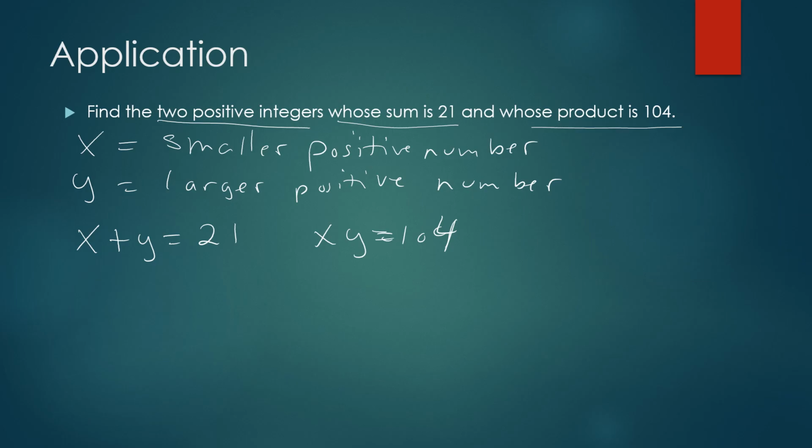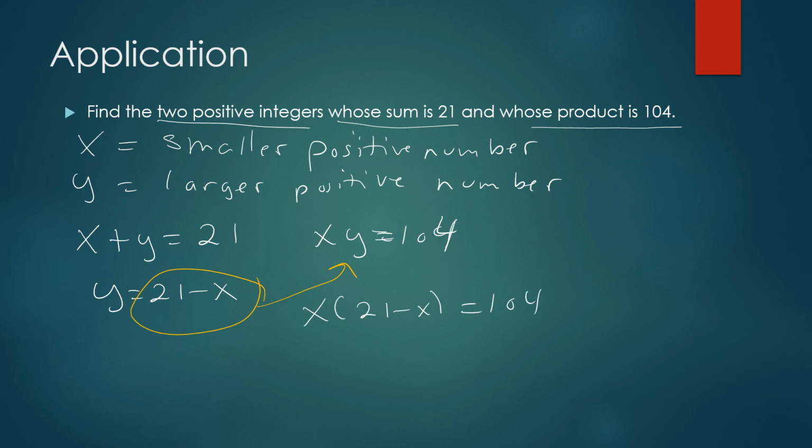Now we want to be able to solve essentially this system. Well, I can use substitution for this. I'm going to go ahead and say, well, y is going to be equal to 21 minus x. Then I'm going to replace this expression into the product. So x times 21 minus x must equal 104. We'll then get 21x minus x squared equals 104.